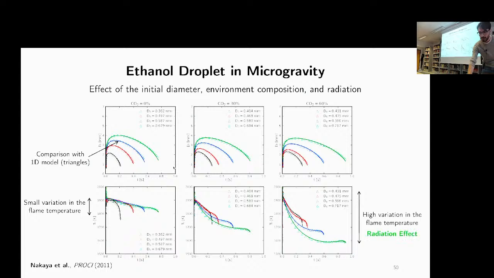And so this effect can be explained with the effect of radiation, the dissipation due to the radiative heat transfer, because radiation in this system is a direct function of the amount of CO2 in the atmosphere, and larger droplets will take more time to evaporate and will experience this dissipation of heat for longer, and this will result in a lower flame temperature that will also decrease the burning rate of this droplet.